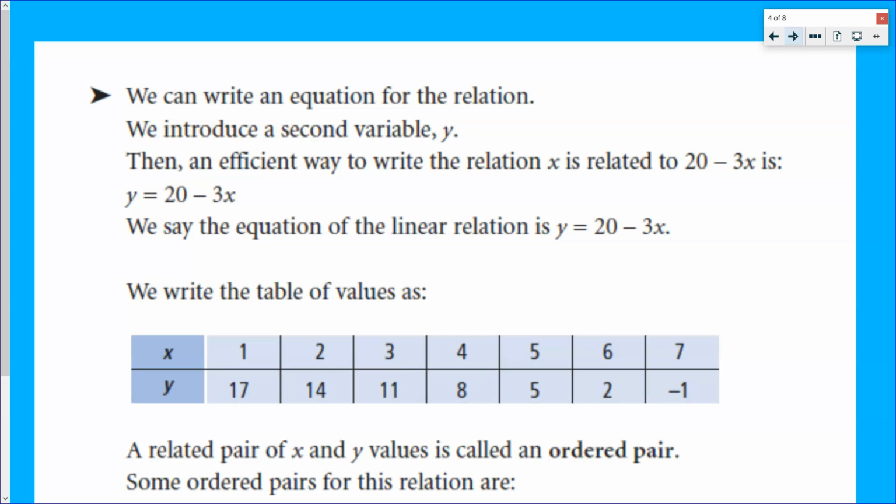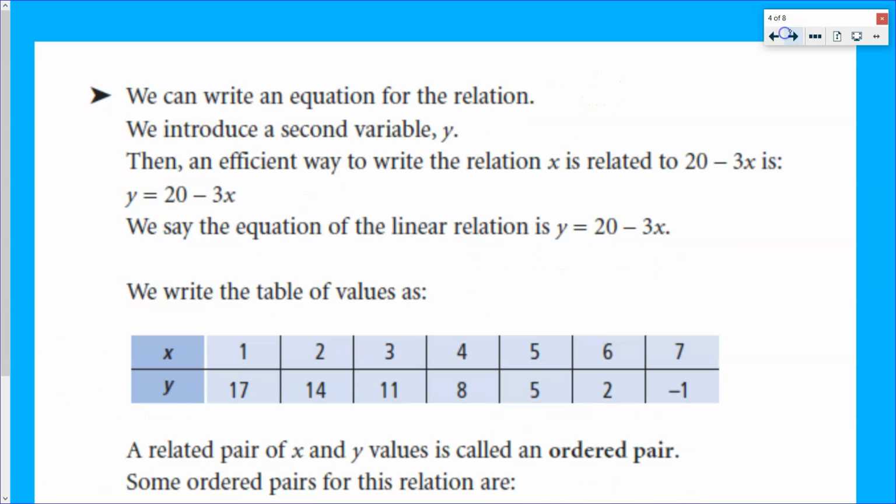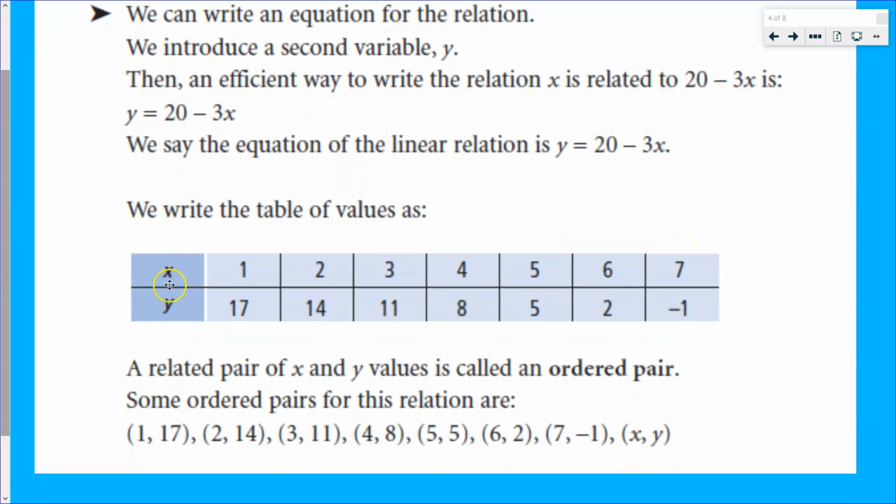So you can write that relation by introducing the second variable y. Okay, instead of writing it like this, x is related to 20 minus 3x, we're now going to say y equals 20 minus 3x. So now we've got a table of values, an x and a y. Quite often this is written vertically as opposed to horizontally, but this fits nicely on the page for a visual. So when x is 1, y will equal 17, and so on.